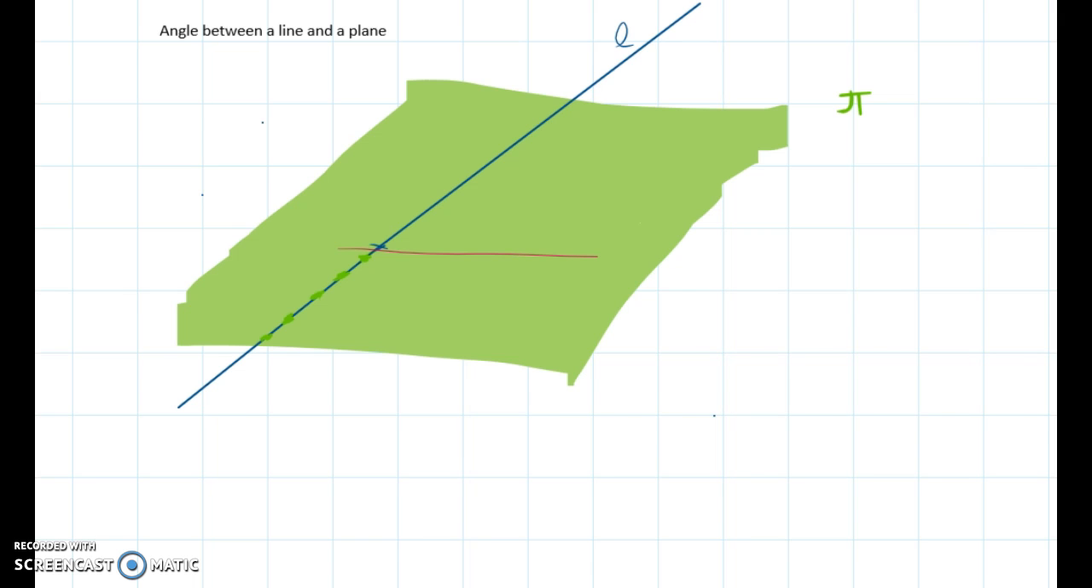So that means we have this line to be perpendicular. This angle over here, theta, is the angle we are trying to find.